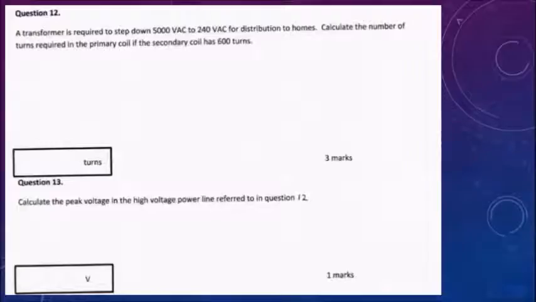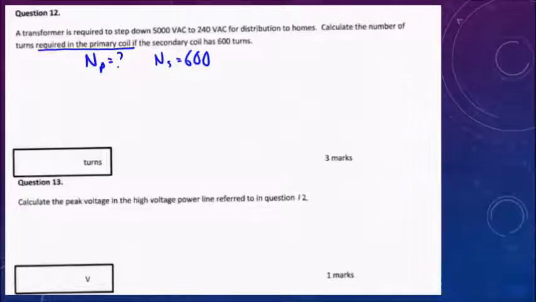So what do we know? We want to find the number of turns in the primary coil. So that's the first thing. It says turns required in the primary coil. Okay, the secondary coil has 600 turns. It's written right there. Now, it's required to step down 5,000 to 240.